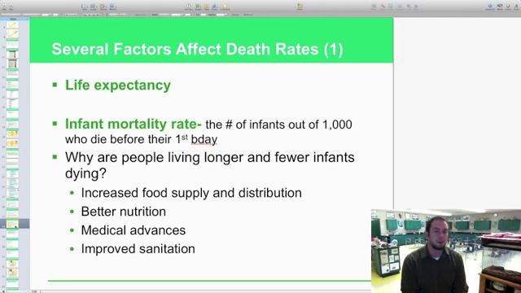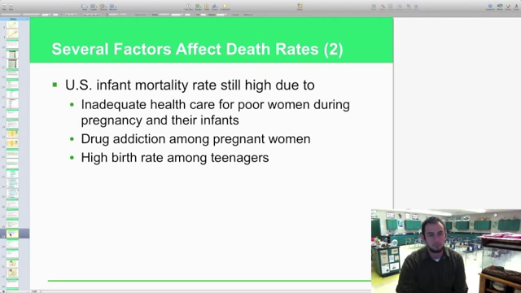Those four have done wonders for our health as human beings in the United States and other developed countries. Other things: the U.S. infant mortality rate is actually still high, though. You wouldn't think it'd be very high at all, but it actually is still pretty high. A lot of times it's because of inadequate care for poor women during their pregnancy and for their infants, and also drug addiction among pregnant women. A lot of times we see the people who are pregnant most often are poor and not doing so well as far as addiction goes as well.